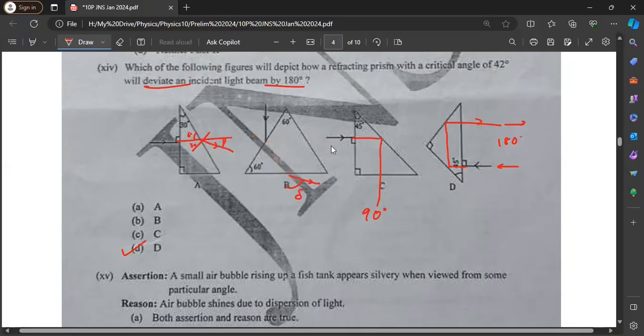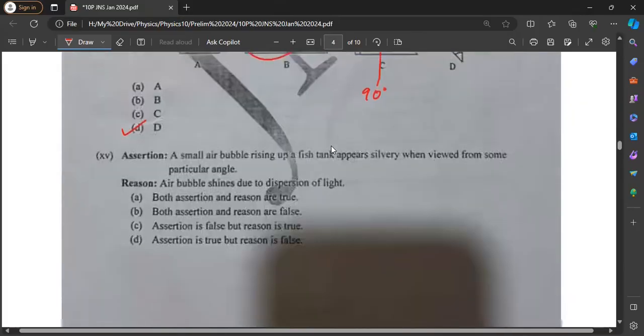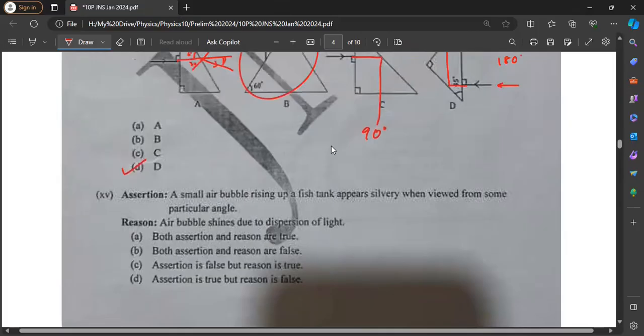So remember, many students must have got confused with this, but at least these diagrams were known to you. And you know this is 180, that is the end of story. You select it and go ahead. And I got that right. Very good. A small air bubble rising up a fish tank appears silvery. So you have studied consequences of refraction, consequences of TIR. So this is TIR. And here they are saying it is happening because of dispersion. So the assertion is true, but the reason is false for this.